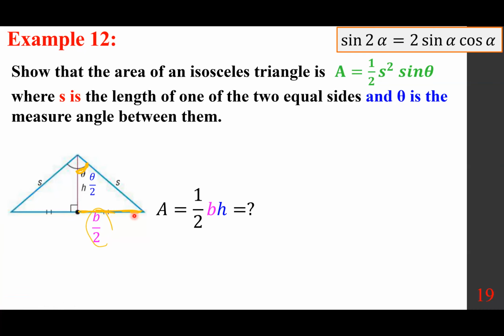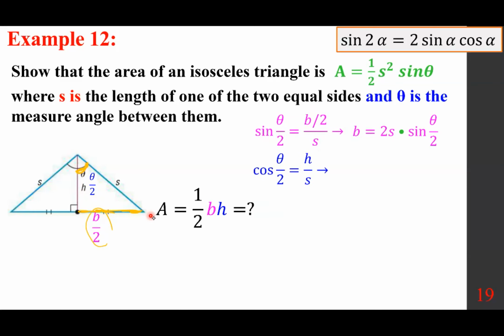angle is the opposite over the hypotenuse. So sine of theta over 2 is b over 2 over s. Therefore, b over 2 is s times sine theta over 2, or b is 2 times that. I'm assuming everybody can see that this times that is b over 2, so b is 2 times that. Let's find cosine of this angle. Is the adjacent h over s.